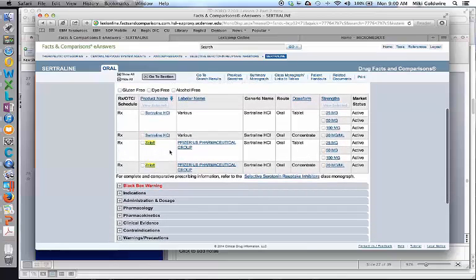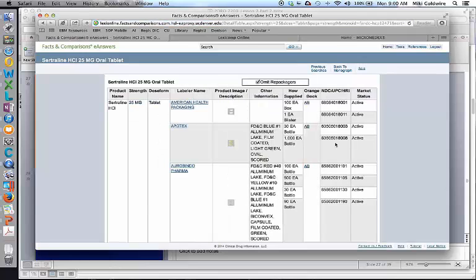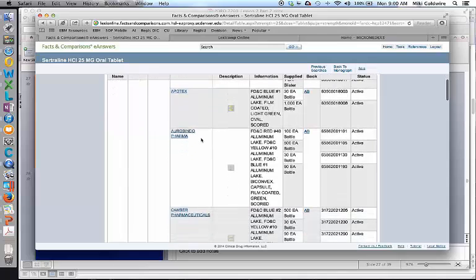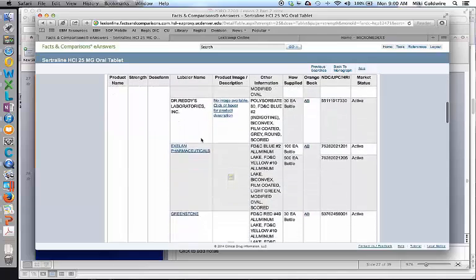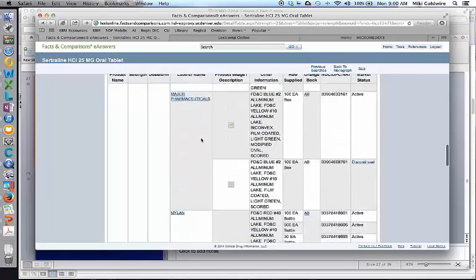And again, I want to go to the product list. And I can see that Zoloft comes in a 25, 50, and 100, and an oral concentrate. So I'm going to click on the 25 milligram tablet entry. And it brings me to another screen in which I have labeler information on the 25 milligram.